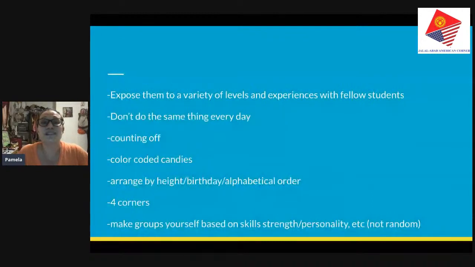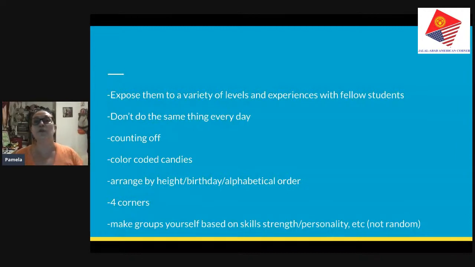Make sure you don't do the same thing every day. So again, like I said, they can come in and choose their seats, and of course they might sit next to their friend, and maybe you can keep them there for introduction and for homework check and everything. But then mix it up. Then you make it so that they are working in different kinds of pairs or different kinds of groups. So what you can do is count off.